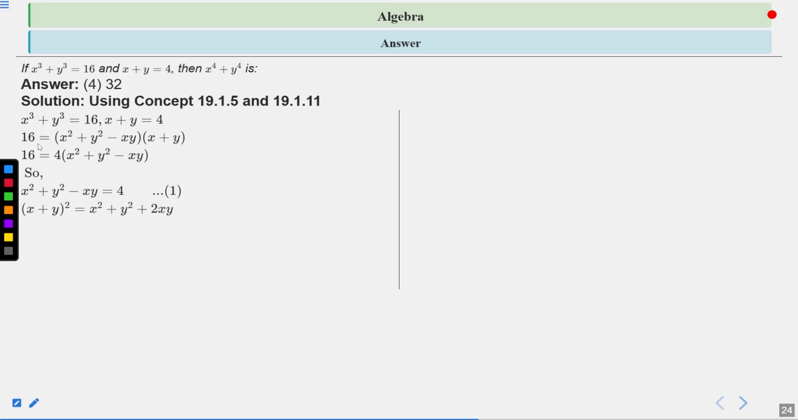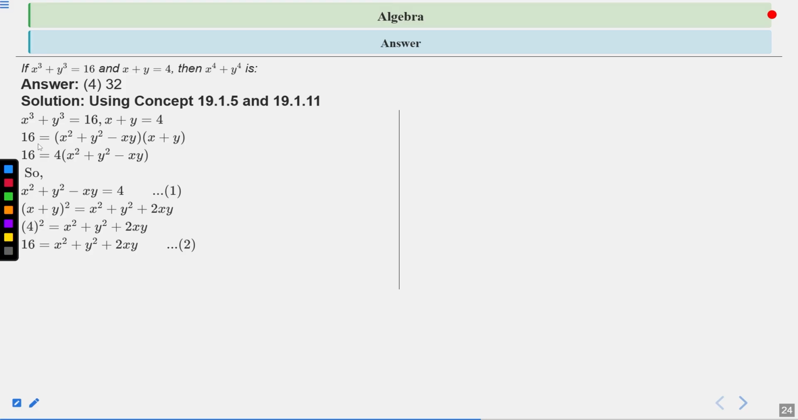Now when we square x + y whole squared, what do we get? We get x² + y² + 2xy by using the formula of (a + b)². So x + y, we know the value is 4. In the same way, (x + y)² is x² + y² plus 2 times x and y. So we get 16 equals x² + y² + 2xy. This is our equation second.